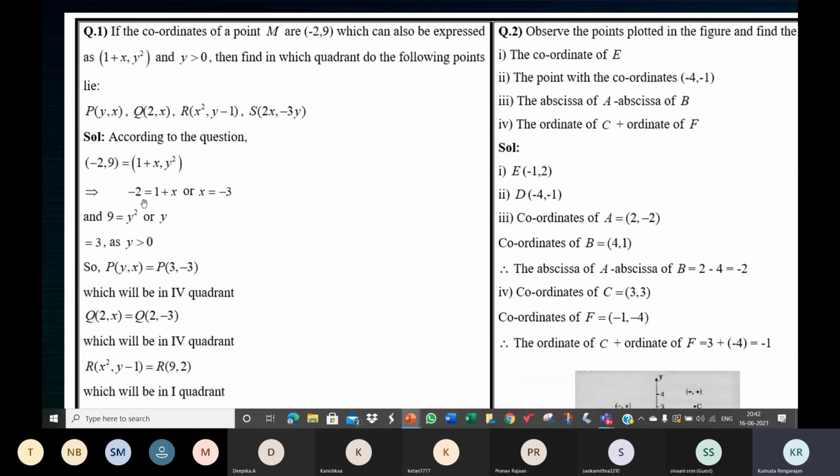So that means minus 2 is equal to 1 plus x. So on working this, we get x is minus 3. And y square is equal to 9, which means y is plus or minus 3. But we take only plus 3 because it's given that the value of y is greater than 0. So y can be plus 3 or minus 3, but since y is greater than 0, we go with only the positive value, plus 3.